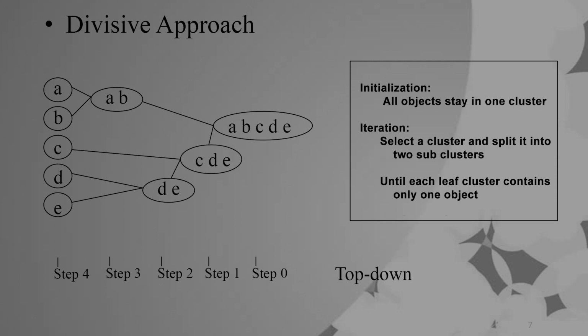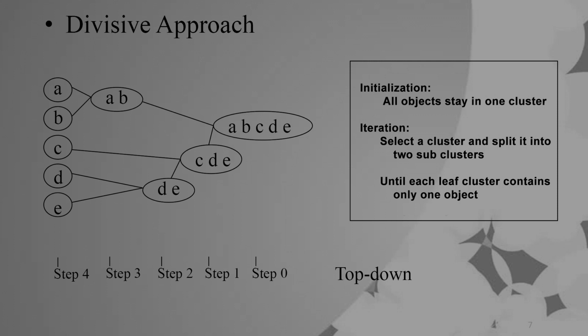We start with one cluster in which there are all the data objects or the data points, namely A, B, C, D and E. So this is one big cluster. In the next step, the iteration step, we select a cluster and split it into two subclusters. And we do this until each leaf cluster contains only one object. Let us do that on the left side.